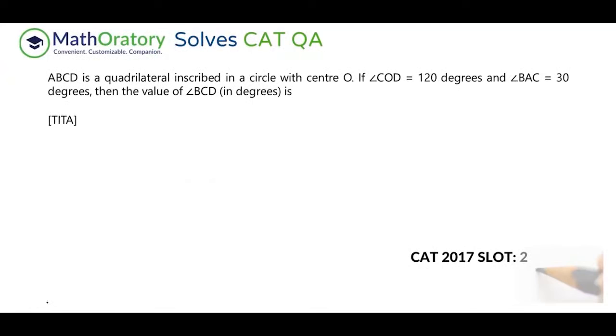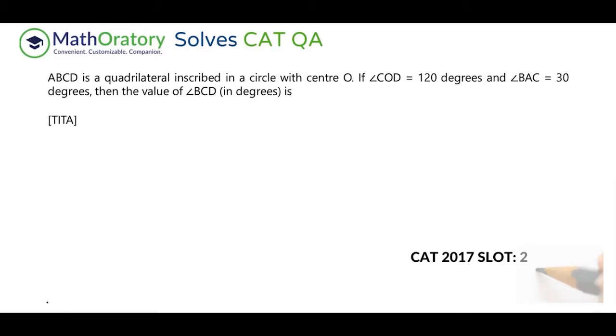Okay, so we have a quadrilateral inscribed in a circle ABCD with center O. I will draw the diagram in a while. I don't just simply start drawing a diagram as soon as I find that a quadrilateral is inscribed. So I'll just look at the information that is given accordingly. I'll try to fit in the diagram.